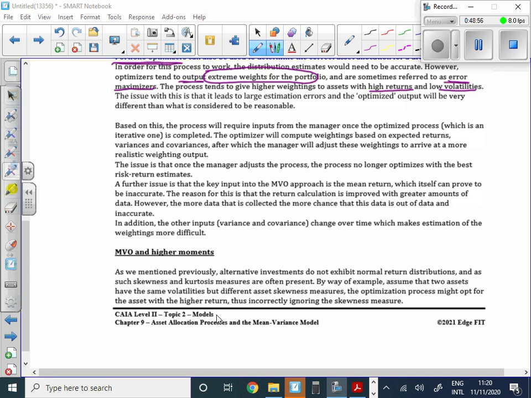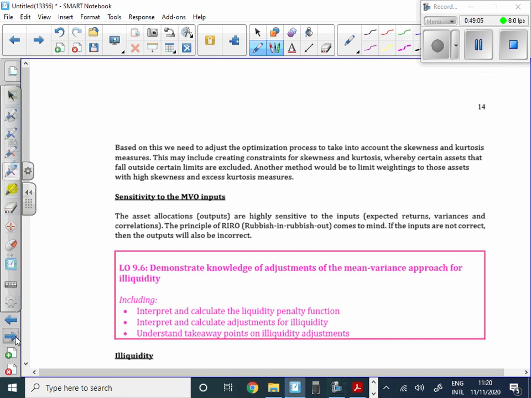Okay, so these will need to be brought into your optimization process when working with alternative investments, of course. Okay, top of page 14, guys, sensitivity to the inputs.